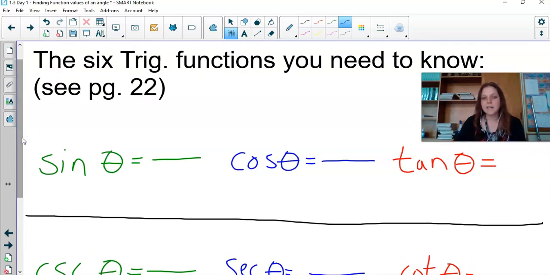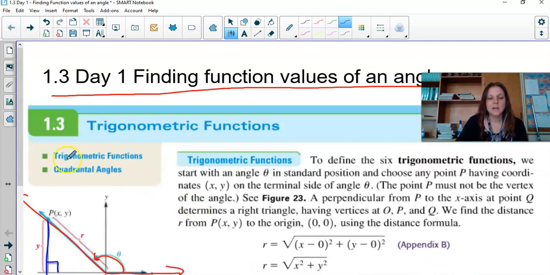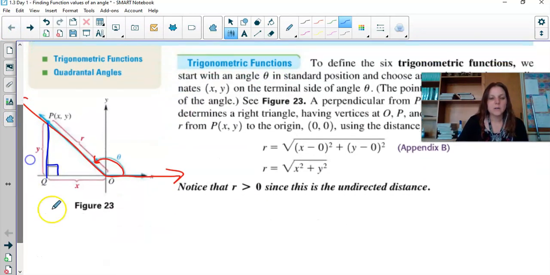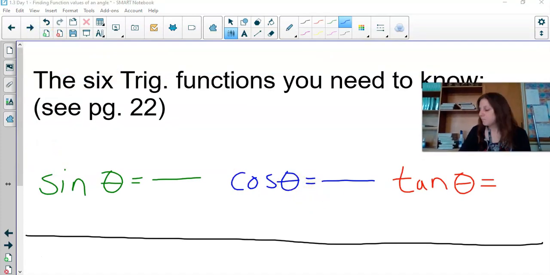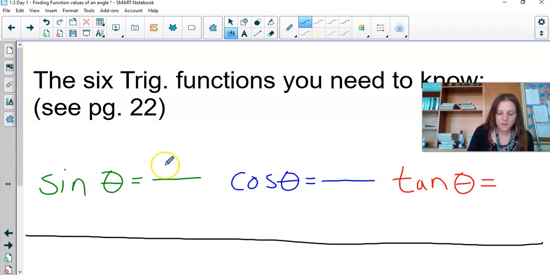So sine, and again, this is all going to be based on this triangle here. You've got the X and the Y, and the R is called your hypotenuse, and we're going to use those sides to look up these different relationships. So the sine is always going to be Y over R. And again, this is coming right out of the book. I'm looking at that brown box at the top of page 22. So sine is Y over R.